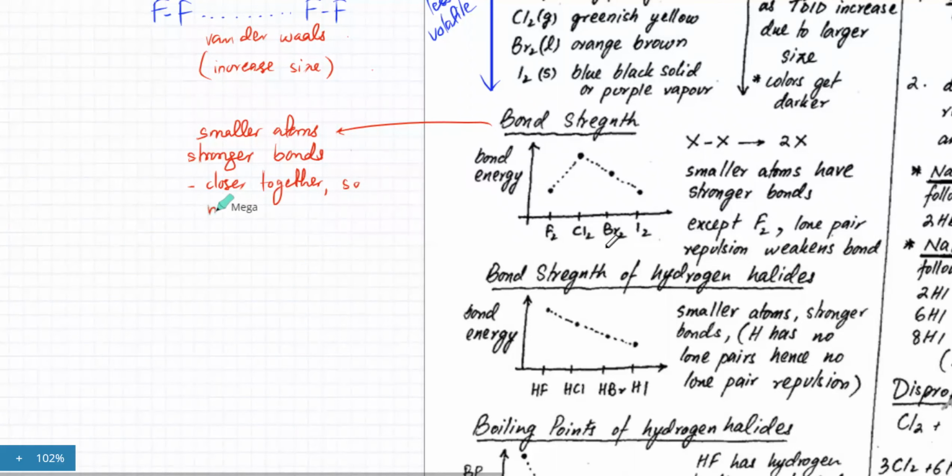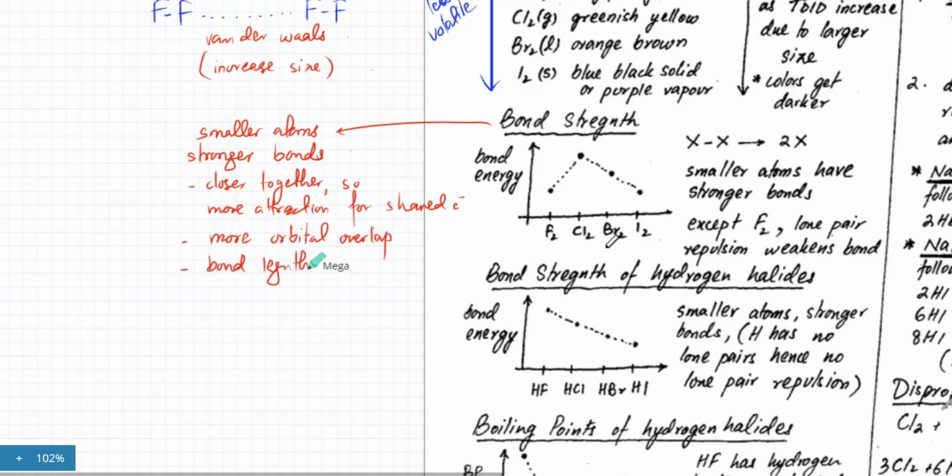So more attraction for shared pair of electrons. And if there's more attraction, there's going to be more orbital overlap. They're going to pull each other's electrons more strongly. And we can also write that the bond length is smaller as well. And the nucleus is less shielded, so the nucleus is going to be attracting the electrons even more. Smaller atoms will have a lot stronger attraction for electrons, so they will attract each other's electrons with a lot more strength.